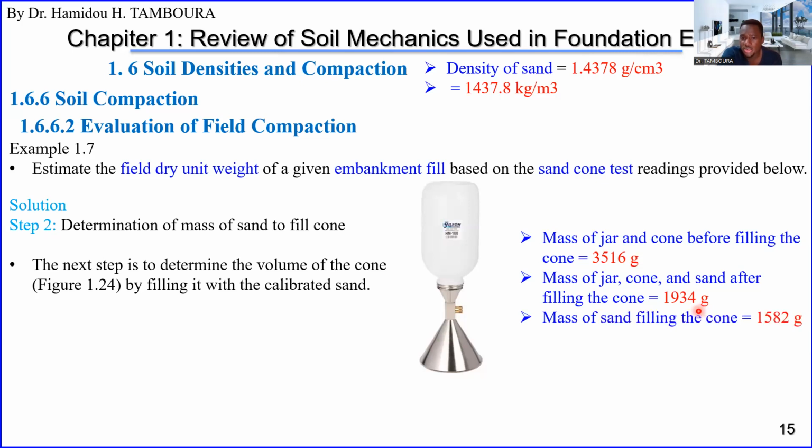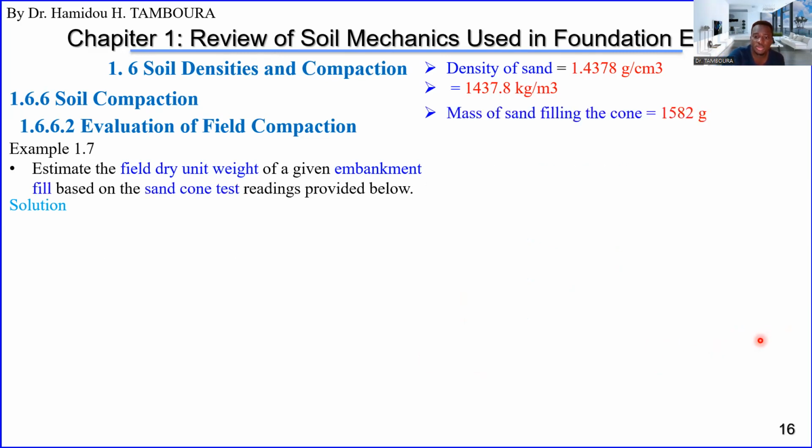Then you can determine the mass of the sand filling the cone by doing this minus this. 3,516 minus 1,934. You will obtain exactly 1,582. Okay. So this is the mass to fill the cone.